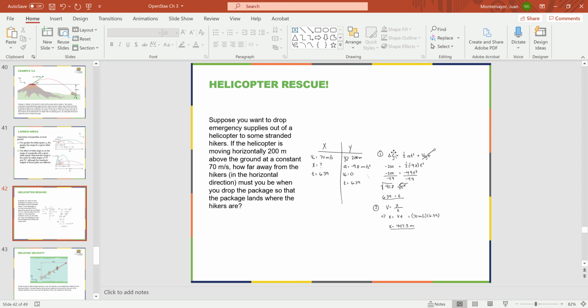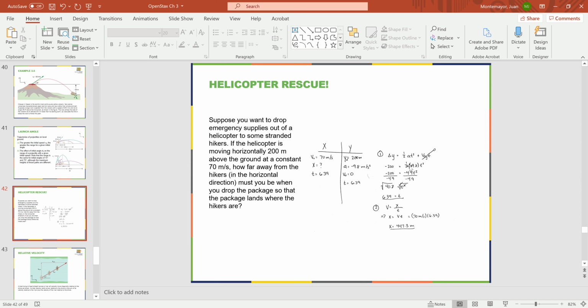Our delta y, which is just our change in y, is equal to 1/2 at squared plus v initial in the y times t. But we know that our initial velocity in the y direction is 0. Like I said, the helicopter itself is not moving up or down, so we can go ahead and cancel that. So we have our change in y is negative 200 because the supplies are going to go from 200 meters above the ground to 0. So 0 minus 200 gives us negative 200 equals 1/2 times negative 9.8 t squared.